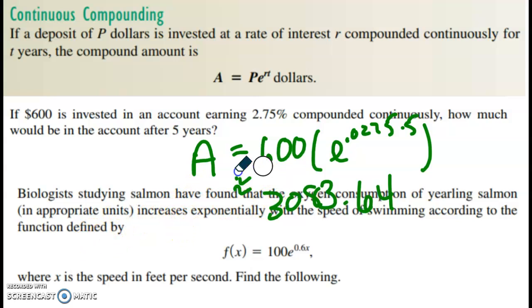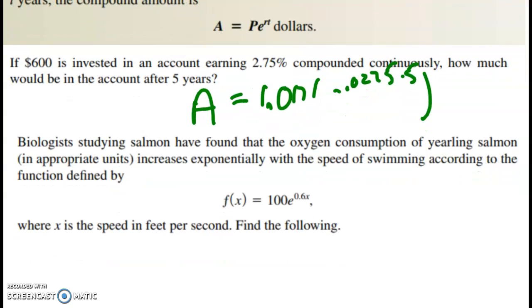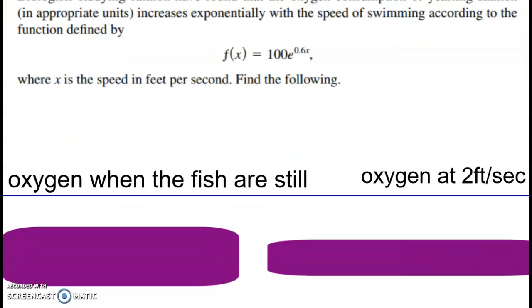Biologists studying salmon have found that the oxygen consumption of a yearling salmon increases exponentially with the speed of swimming according to this function, where x is the speed in feet per second. Find the following. Okay, so it's 100 e to the 0.6x. A lot of times, it's not just money where we find these wonderful problems.